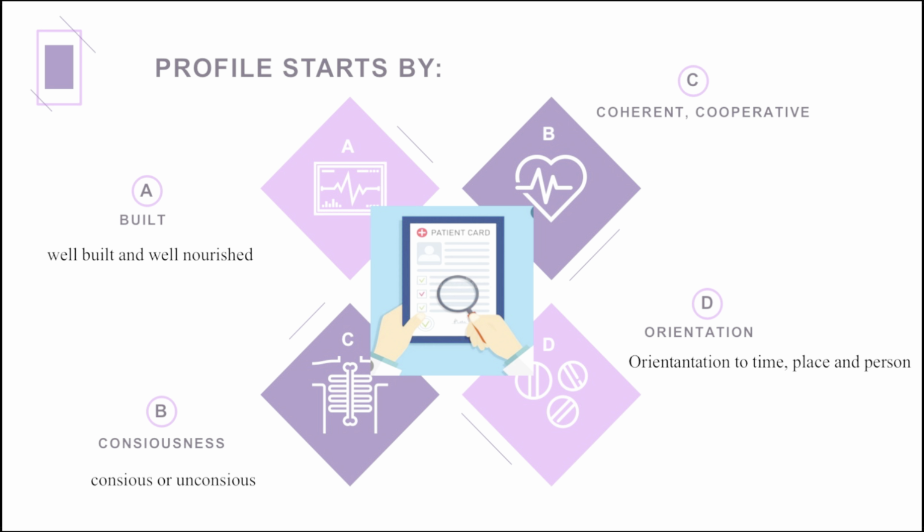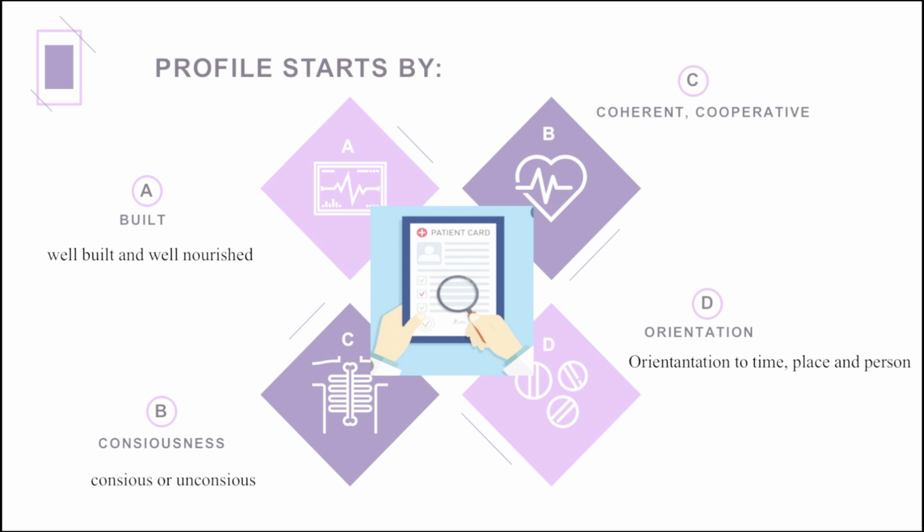There are different types of build, for example, thin, average, well built, obese. The importance of this is that obesity increases the risk of obstructive sleep apnea, and a poor build may suggest chronic disease or malnutrition. And the nourishment should also be assessed because there are different types of nourishment, for example, well nourished, moderately nourished, and poorly nourished. Poor nutrition delays wound healing, reduces immunity and increases susceptibility to infections.